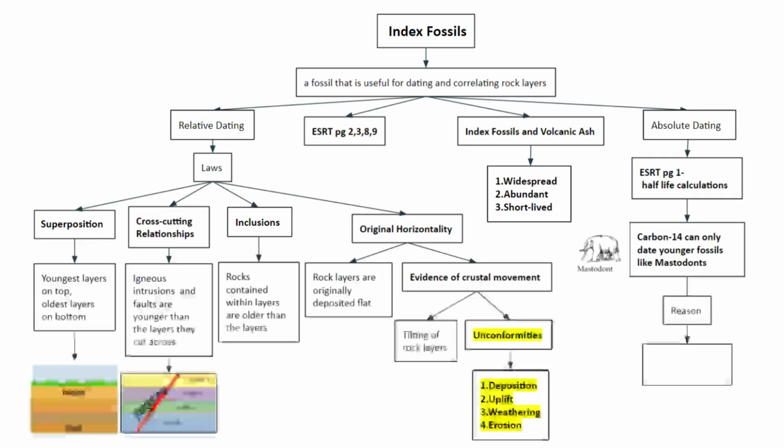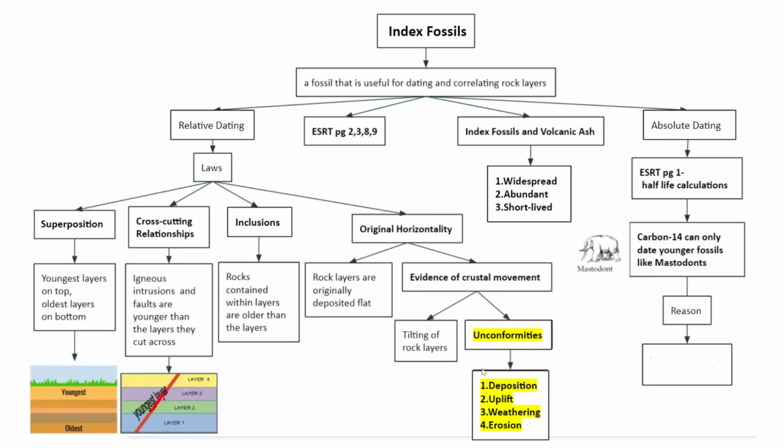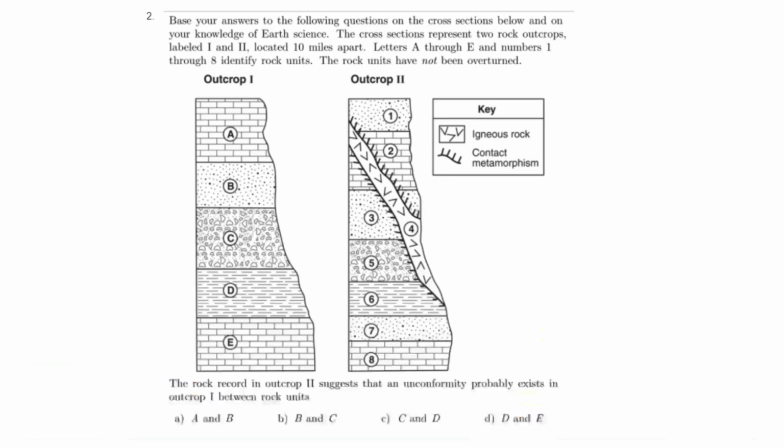Number 2, identify 2 geologic processes necessary for the formation of any unconformity. So for this one, you need to go back to your notes. Unconformities are formed from deposition, uplift, weathering, and erosion. Try to remember this, but you only need 2 processes, so you can pick any 2 from these options and remember them, because this does come up a lot on the Regents.